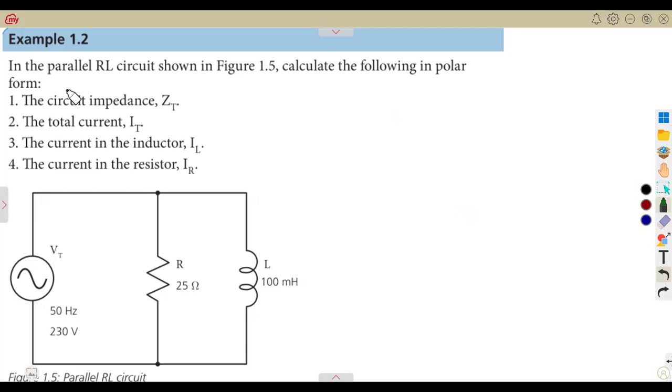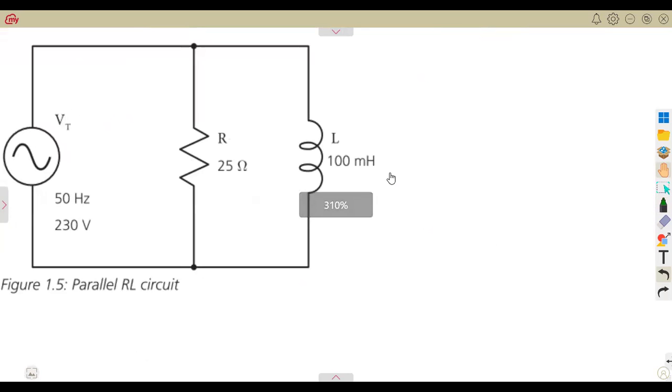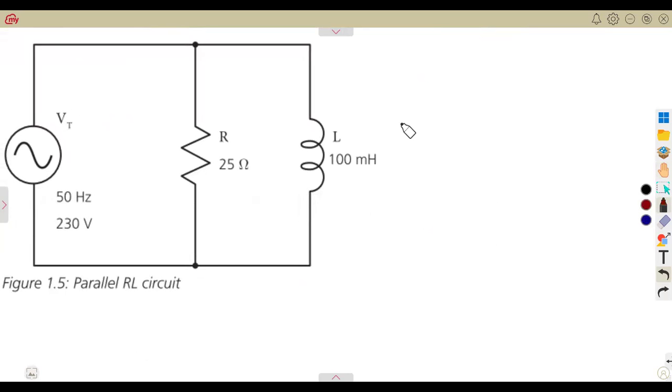So they were given the parallel RL circuit shown in Fig 1.5, which is our Fig 1.5 here. Calculate the following in polar form. Take note, they've stated in polar form. Whatever you're going to have must be in polar form. Number one, the circuit impedance, which is ZT, the total. This is the total impedance of our circuit, okay? This is our circuit that you're given there. And we need to calculate the total impedance, and everything to be calculated in this case must be in polar form as per our instruction.